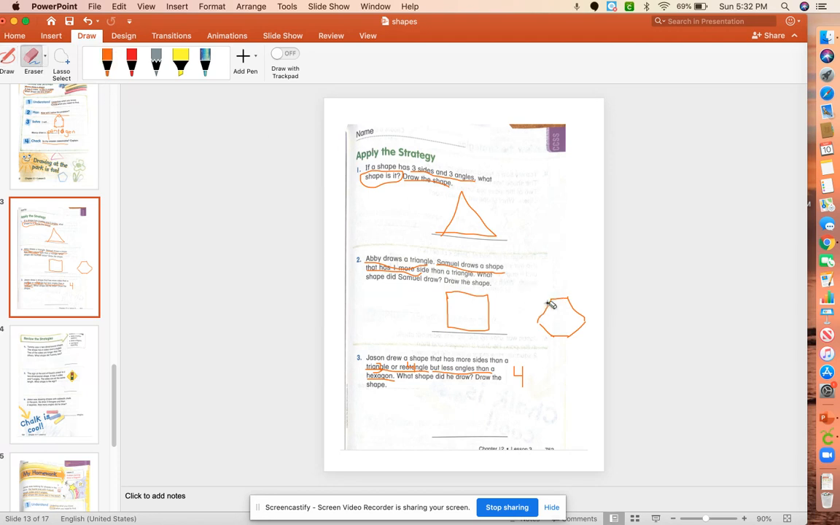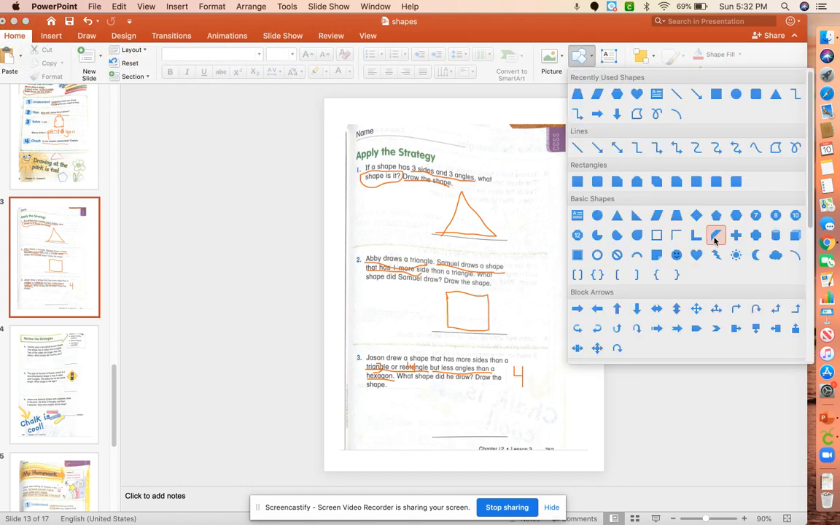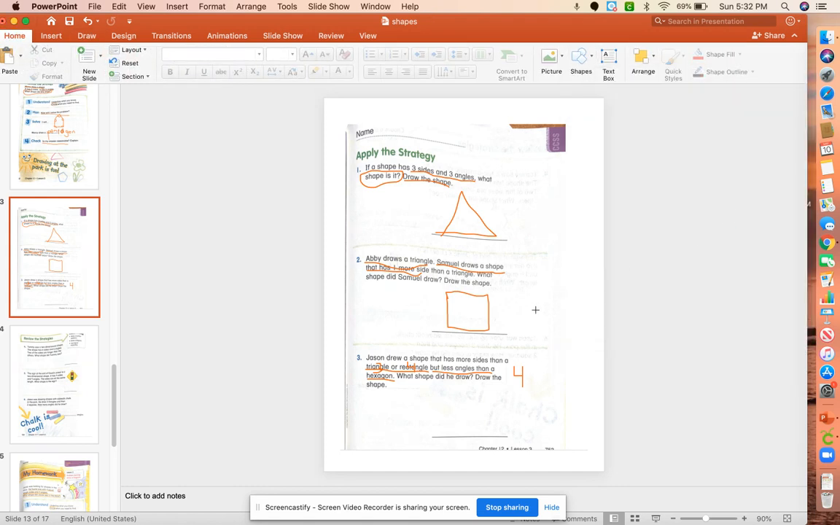Wow, that's a really bad hexagon, Miss Holler. I think I have to try that again, boys and girls. I'm going to try it one more time. Maybe actually I can find one right here. Yeah. Perfect. Okay. 1, 2, 3, 4, 5, 6. So 1, 2, 3, 4, 5, 6.